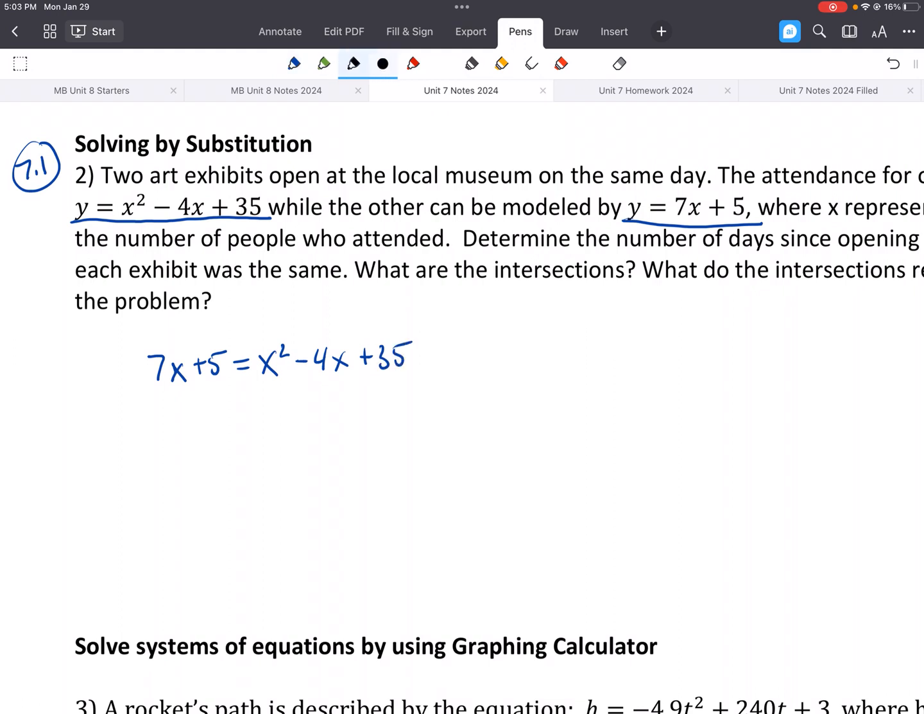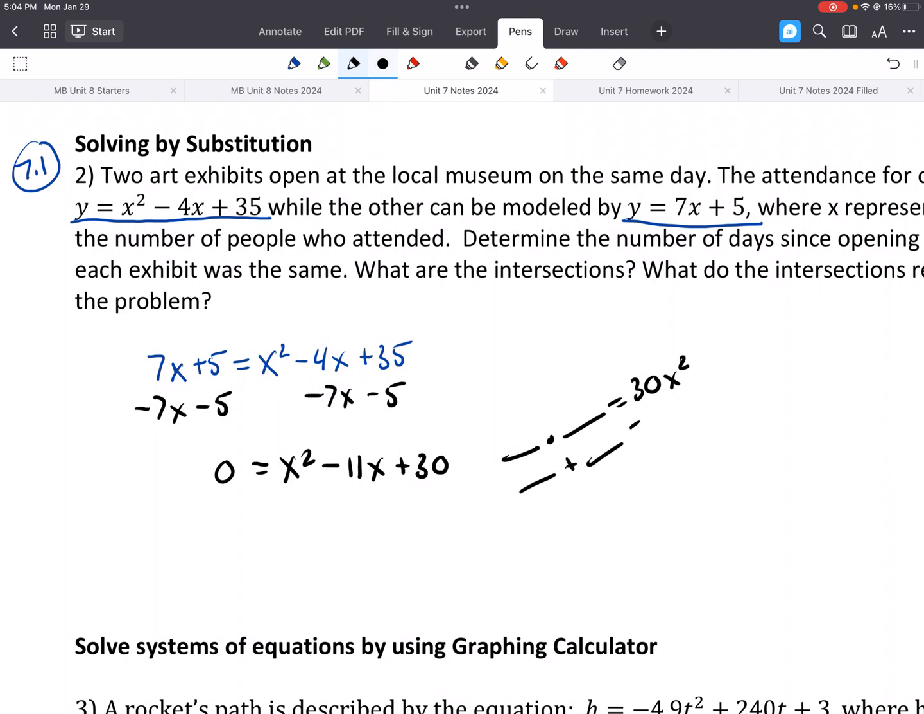Okay, so we'll get everything on one side. So subtract 7x, subtract 5. So we get 0 equals x squared minus 11x plus 30. So a is 1, so that's going to be nice. We can use the shortcut. We need to figure out what multiplies to 30 and could add to negative 11.